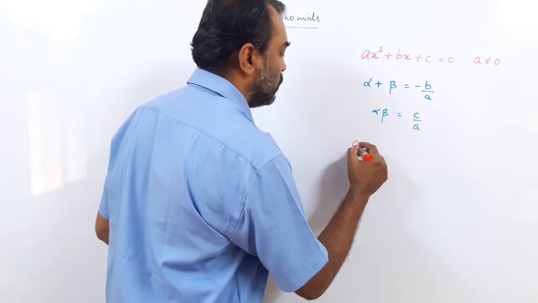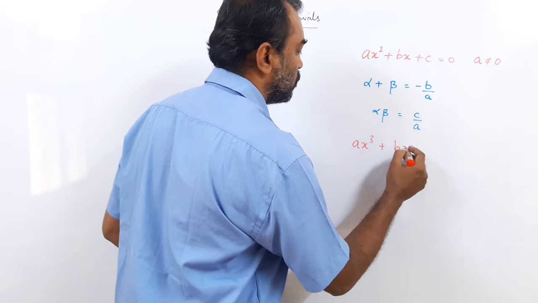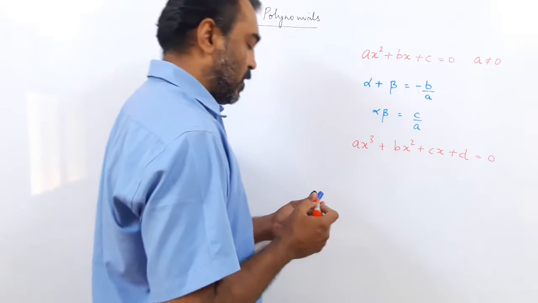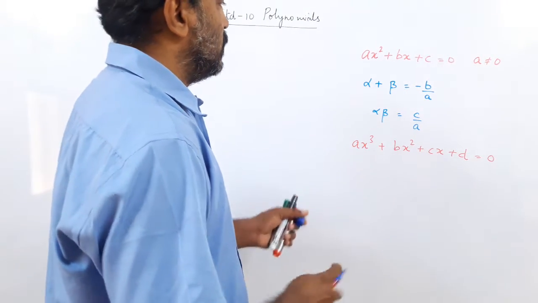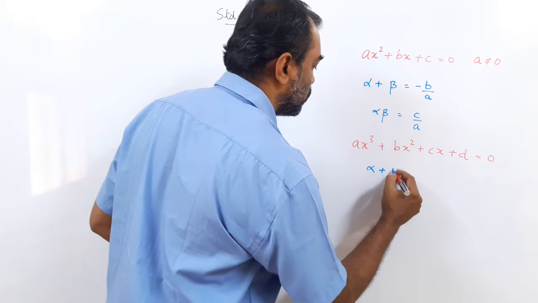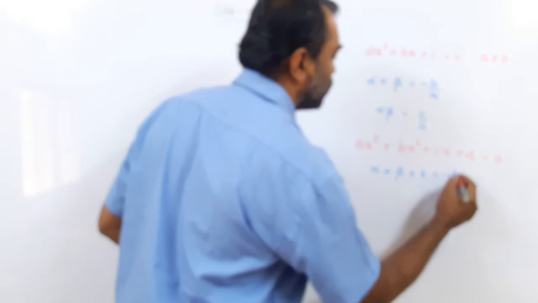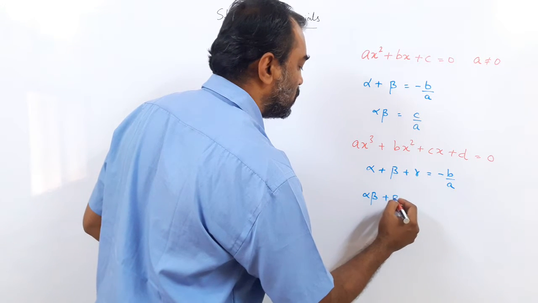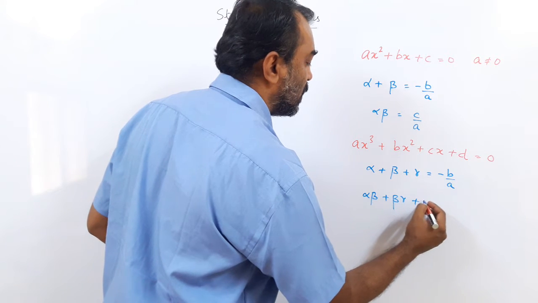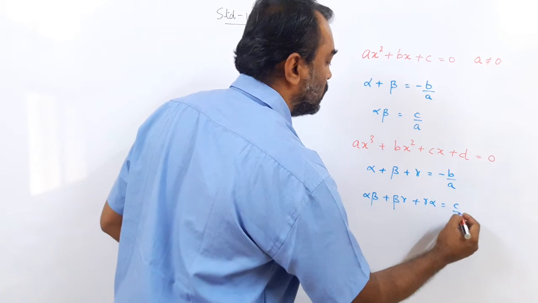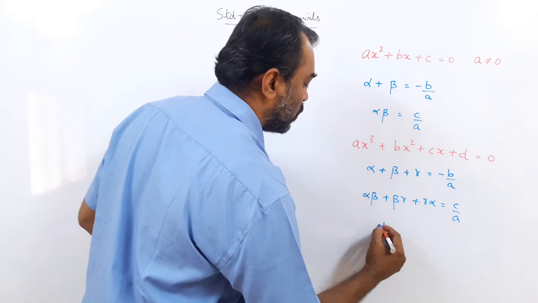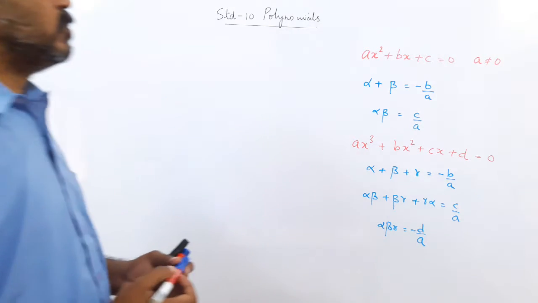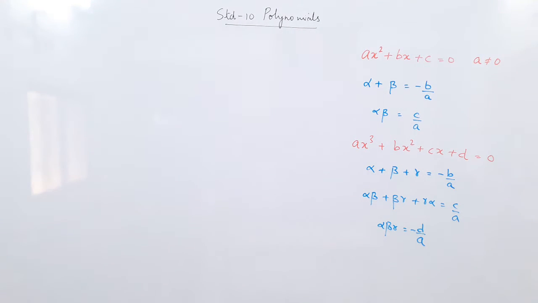And for a cubic polynomial, we have got the same thing again. The sum of the zeros is this, but we have one more thing. The product of the zeros taken two at a time, alpha beta plus beta gamma plus gamma alpha, equals c upon a, and the product of the zeros, alpha beta gamma, equals minus d upon a. So we have done this so far, okay?